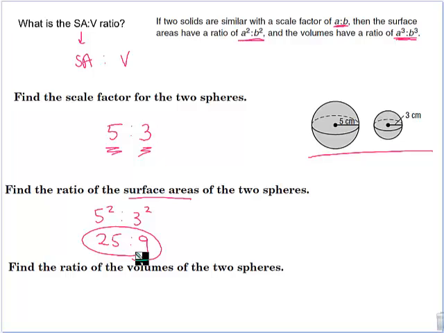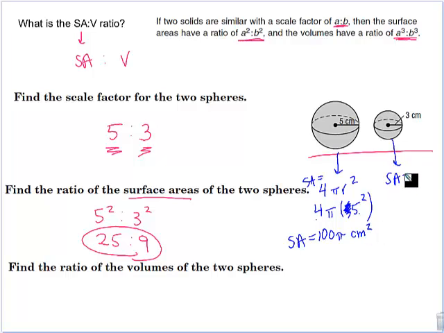Now maybe you don't quite believe that, so let's actually find the surface area of both spheres. Surface area of a sphere is 4 pi r squared. So the surface area of this large sphere is 4 pi times 5 squared. So 5 squared times 4 is 25 times 4, which is 100, and we're just going to leave it as pi. So the surface area of our first sphere is 100 pi centimeters squared.